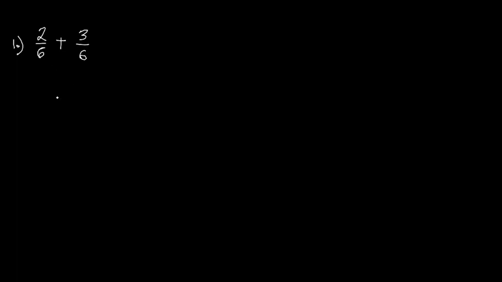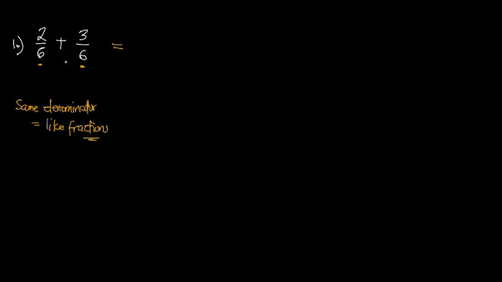Now if you look at these two fractions, you realize that both fractions have 6 as their denominator. So because they have the same denominator, we are saying they are what? They are like fractions. So let's keep note of that. Now, what do we do when we have like fractions? How do we add them?